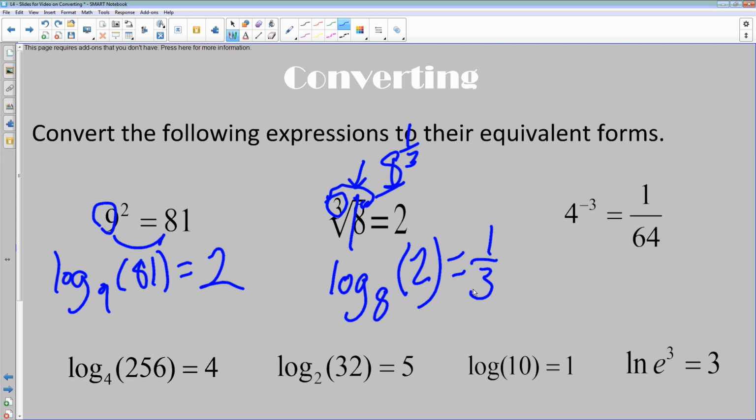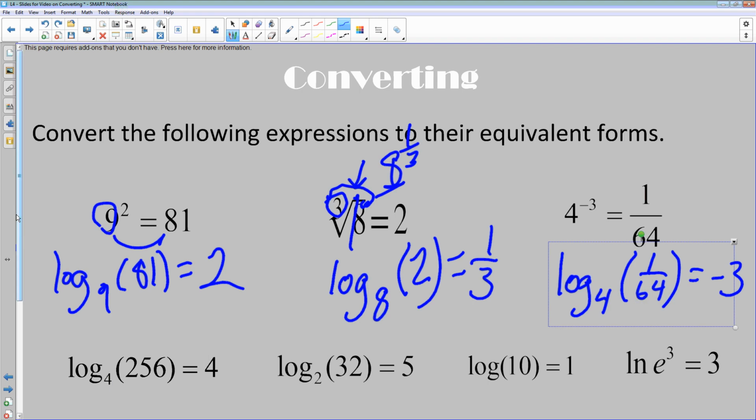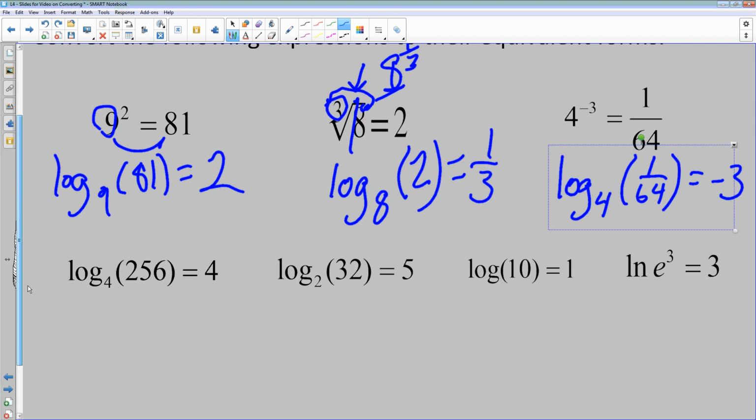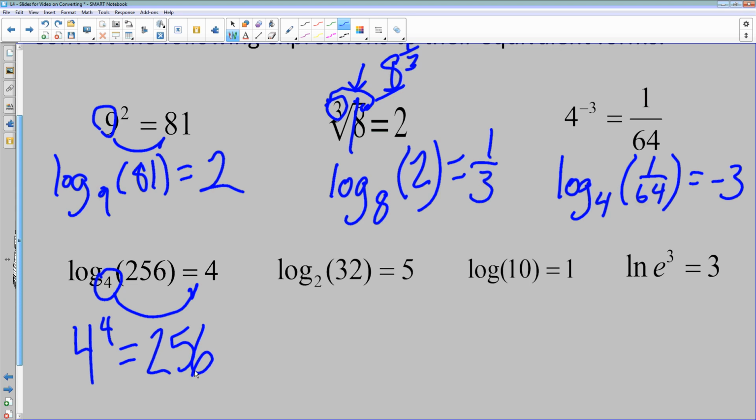For the next one, we have 4 to the negative third power equals 1/64. So we again swing the base, so we're going to swing that 4 over, so it's going to be log base 4 of 1/64 equals -3. Now the next 4 are already in log form, and we're going to convert them into exponential form. I actually find this a little bit easier. So you see the base, swing it over here. So this says 4 to the 4th equals 256. For the next one, you should get 2 to the 5th equals 32.